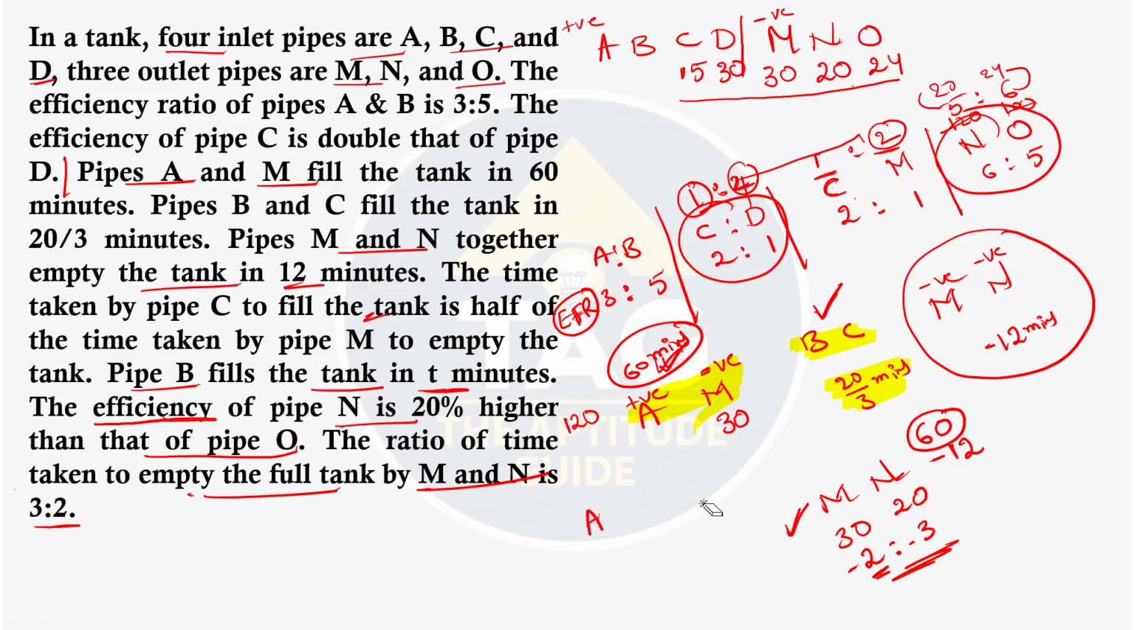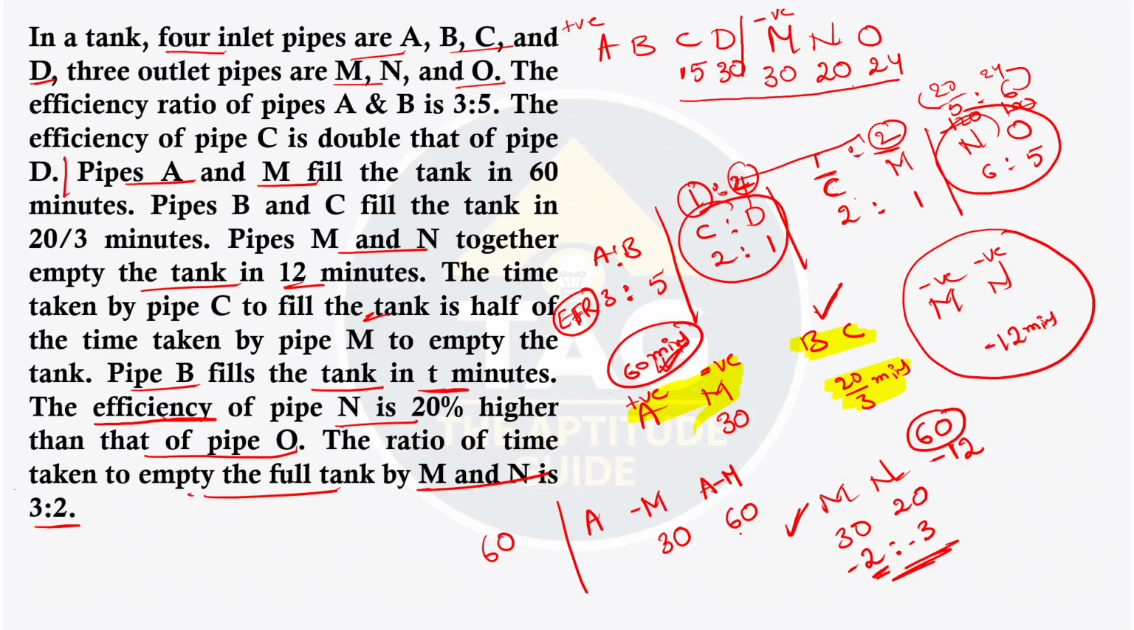To make your work easy, for better understanding, I write this way: A minus M. M can empty the whole tank in 30 minutes. A and M together can empty the tank in 60 minutes. Now, the LCM of these two, we can consider it as 60. 120 or 60 doesn't make any difference. Any common multiple will work.